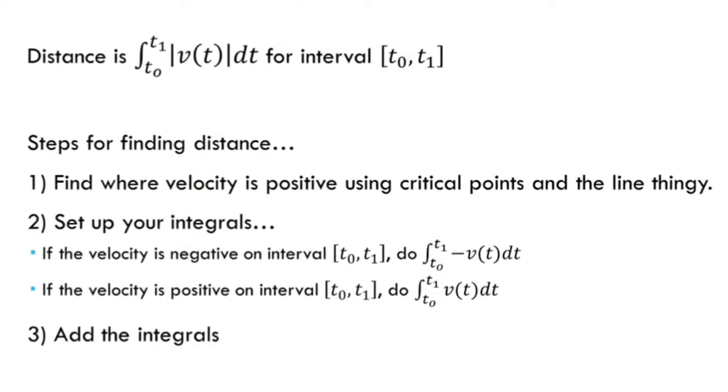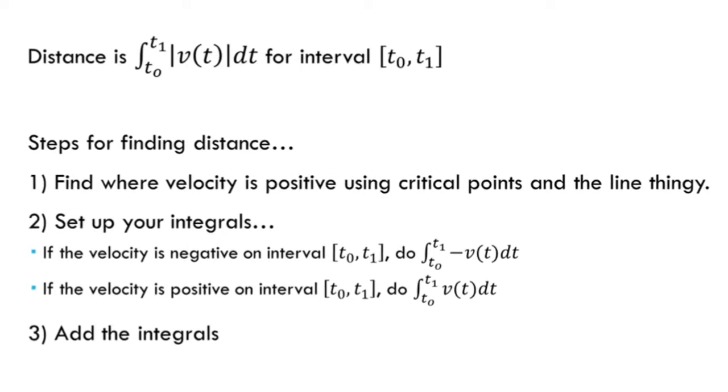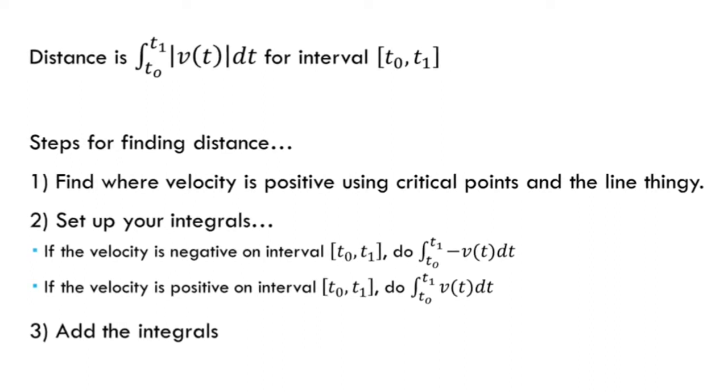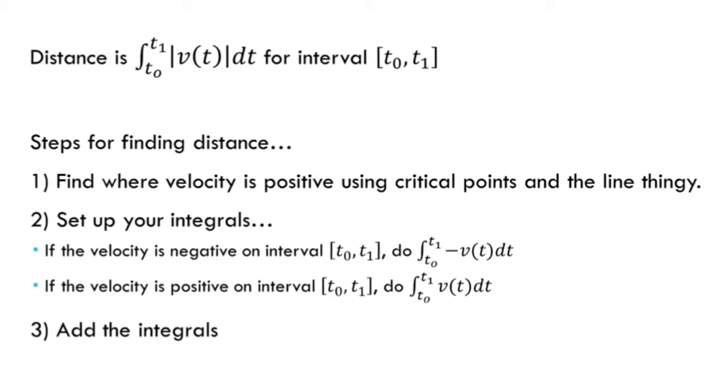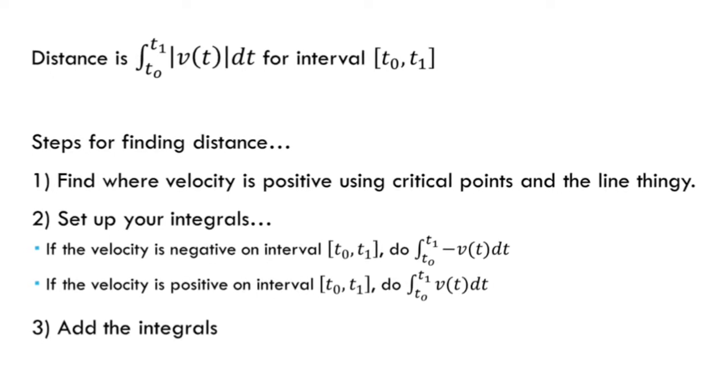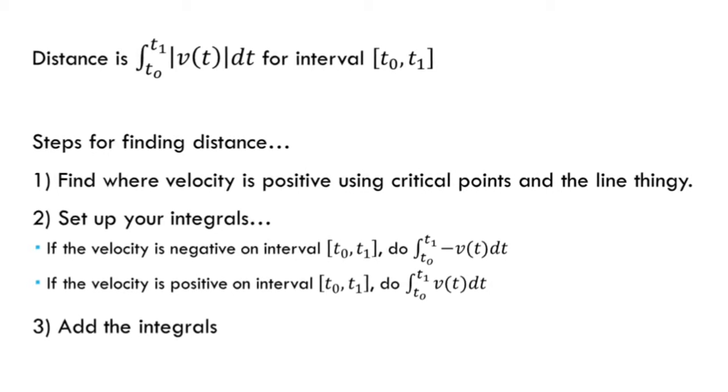Well, the first thing you do is you take the velocity function, set it equal to 0, find the critical points. After you find the critical points, you make a velocity line. You plug in numbers bigger than those critical points, smaller than those critical points, and find when the velocity is positive and find when the velocity is negative. For the intervals that the velocity is negative, you are going to take your velocity function, throw a negative in front of it, and integrate using those intervals as your limits of integration.